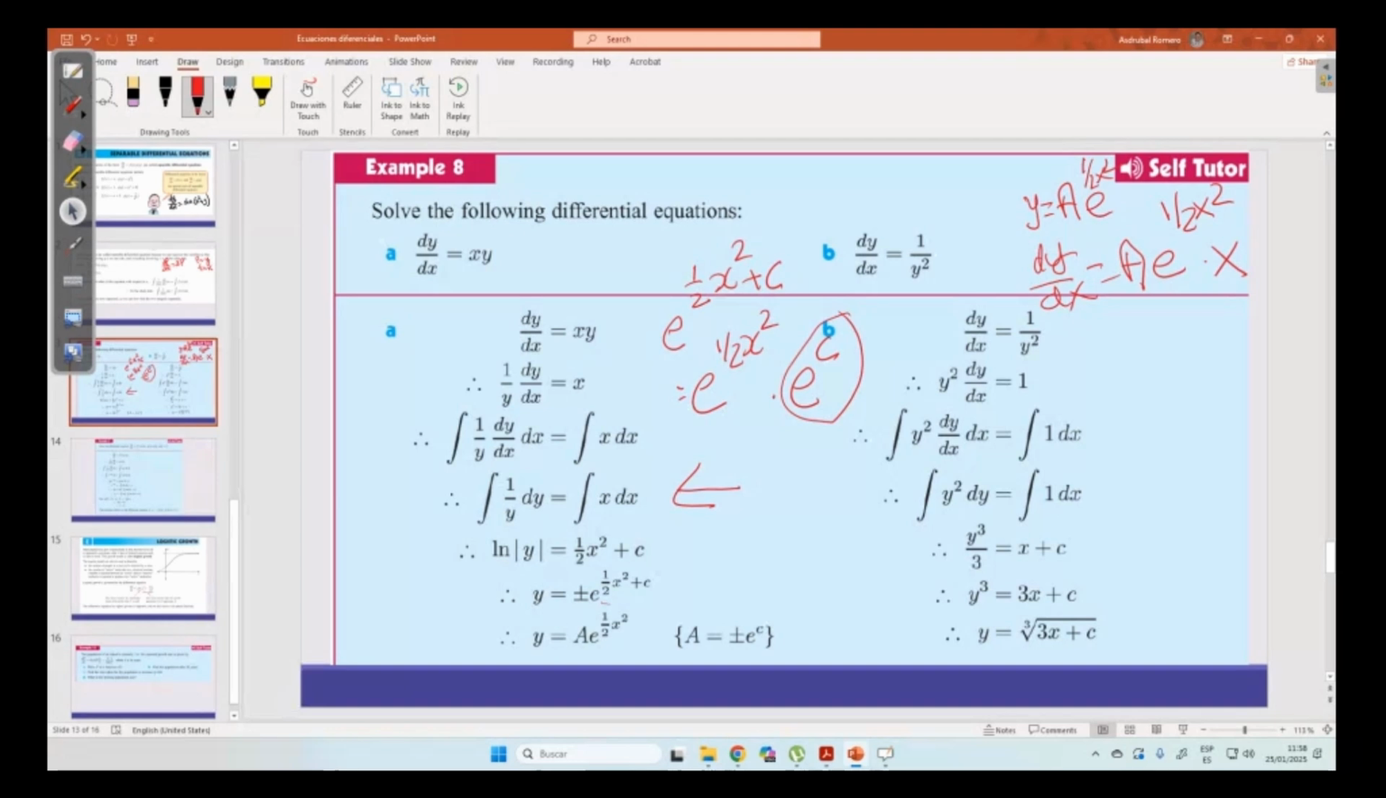What happened here? Well, what happened here is that you have it because this part is y. So you got here dy/dx is x multiplied by y. So this differential equation has this solution.